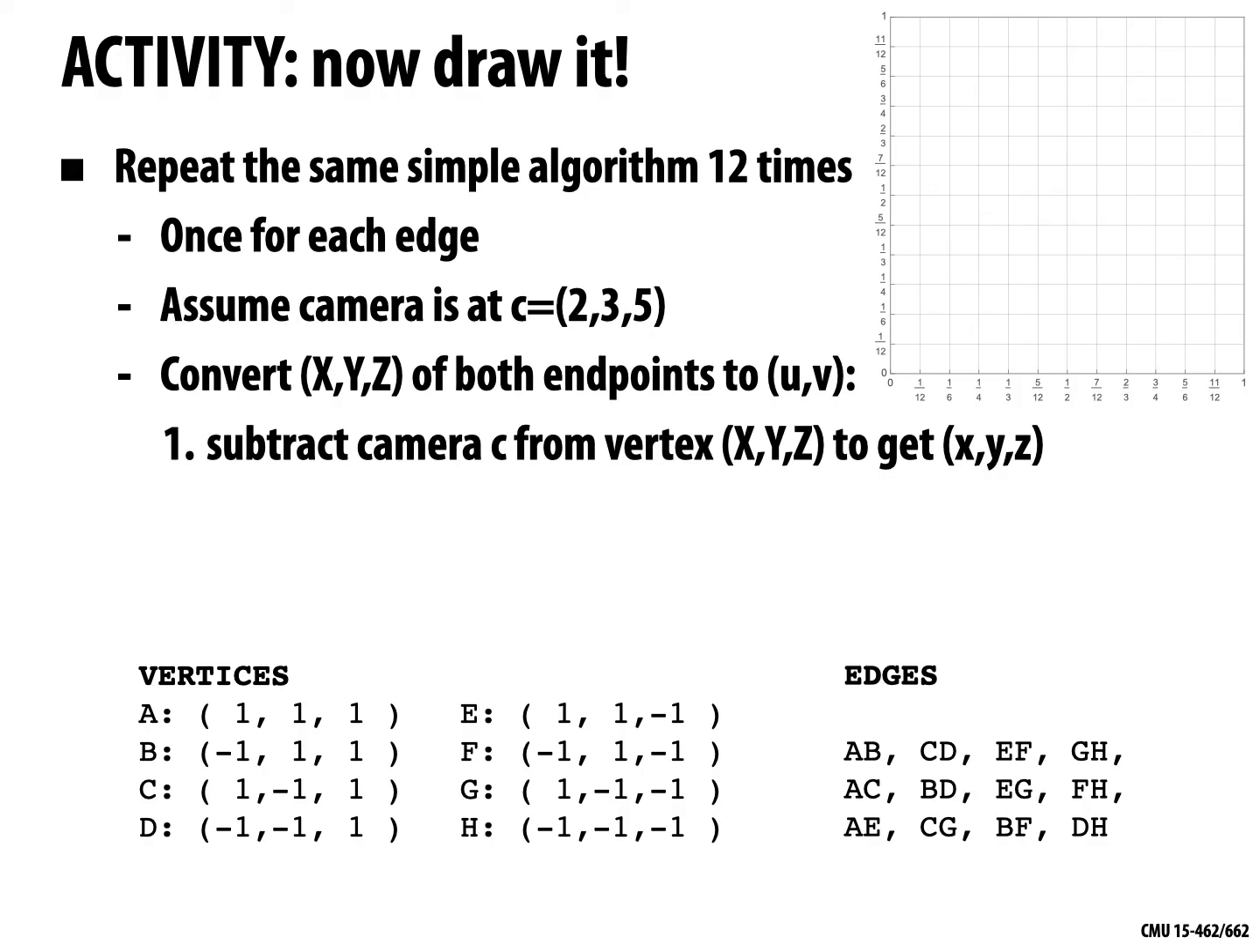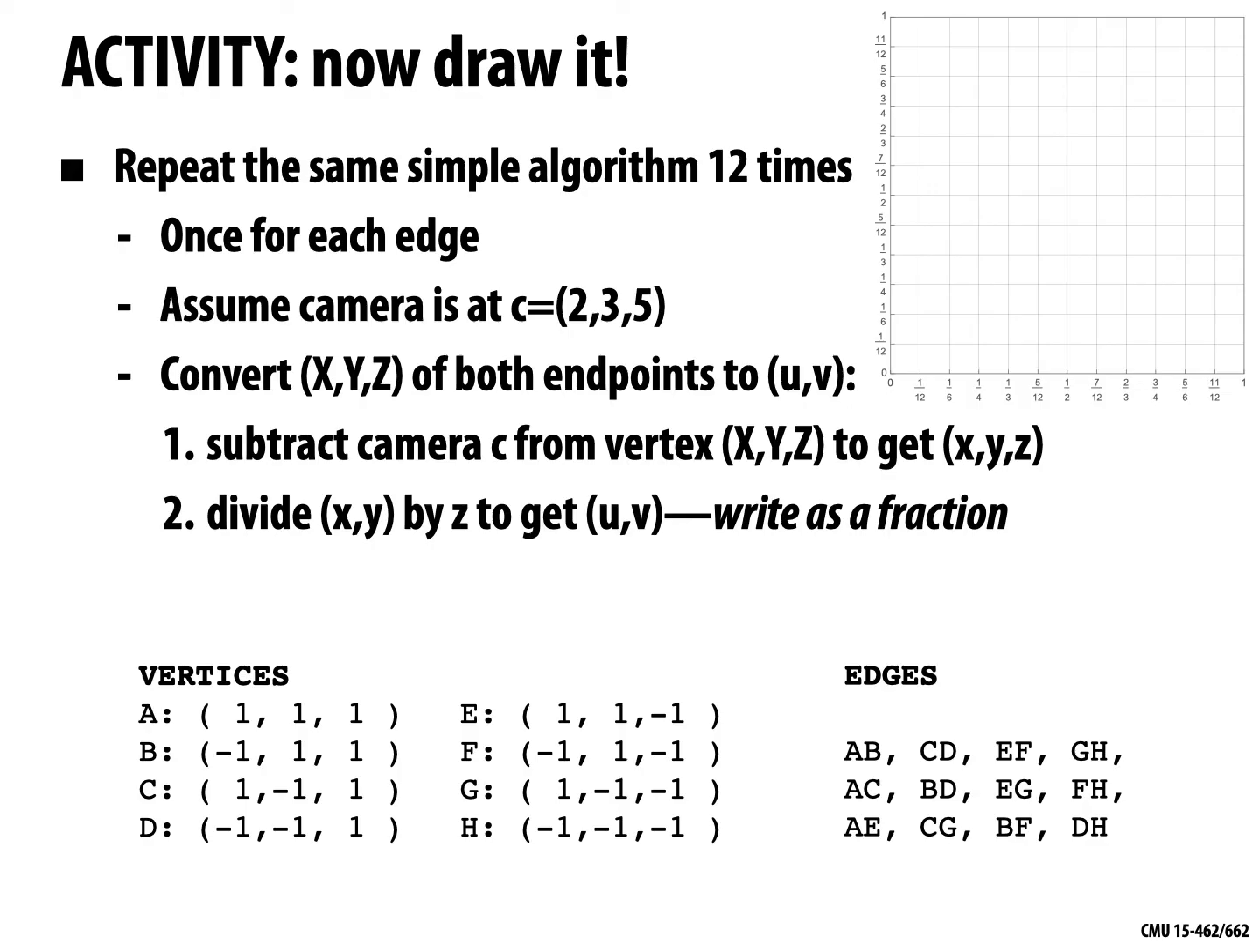If our camera was sitting at the origin 0, 0, 0, then the vertices we've listed are already the coordinates we care about. But if we move the center of the camera a little bit, we also have to change the coordinates of the vertices. We're working in a different coordinate system now centered around the camera. Okay? So subtract C from capital XYZ to get lowercase xyz.